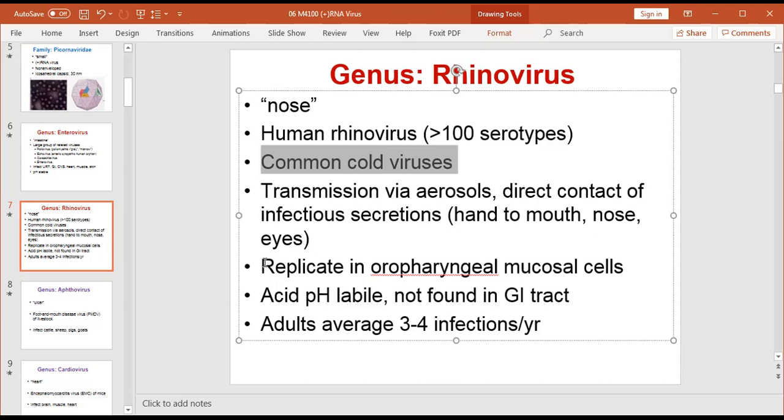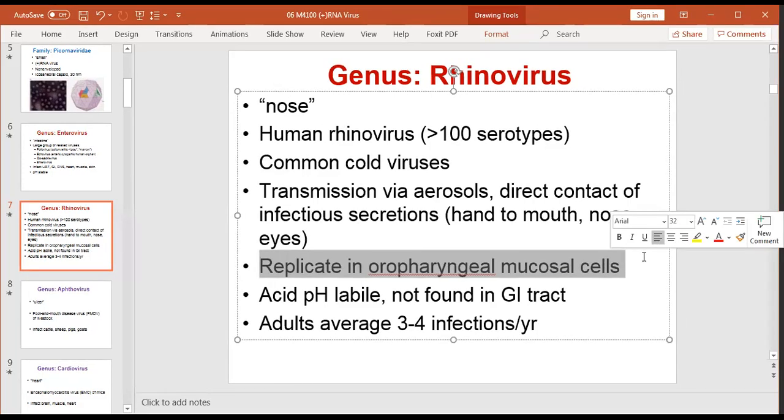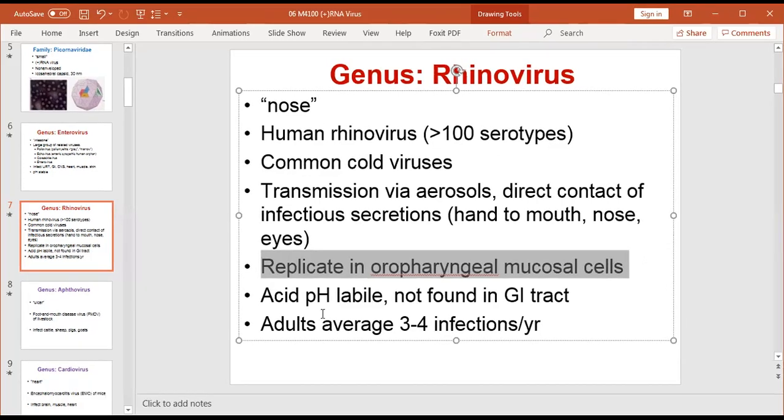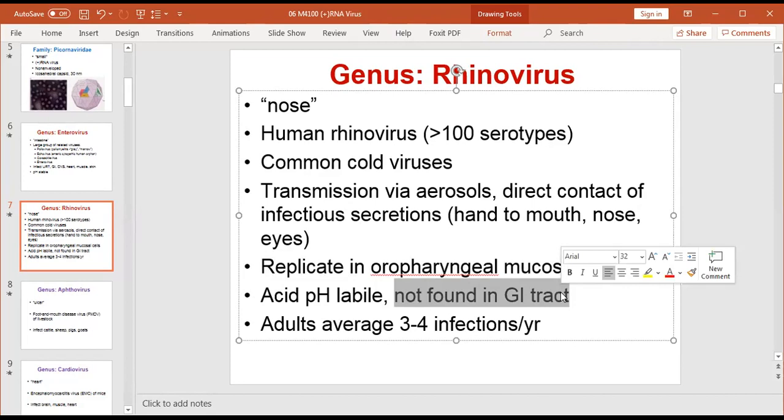The virus replicates in oropharyngeal mucosal cells. They are acid pH labile, so they are sensitive to acidic pH. Therefore, they cannot be found in the GI tract. And adults, on average, get 3 to 4 different infections of rhinoviruses per year.